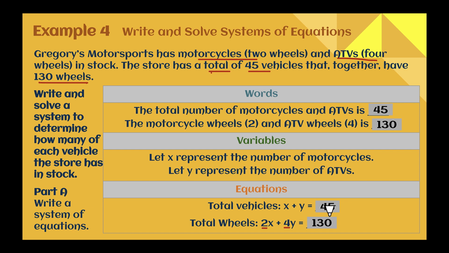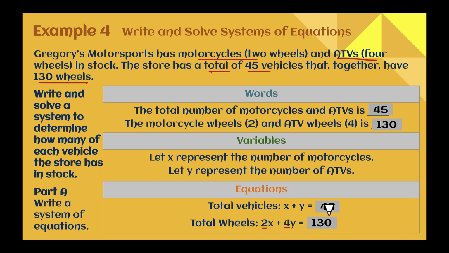If you're not sure what things to put together, think about it this way. Items plus items equals items. Down here, I have a total of wheels, so I need wheels plus wheels to get to wheels. That way I put the correct values together. Motorcycles was X, it had 2 wheels. ATVs was Y, it had 4 wheels.